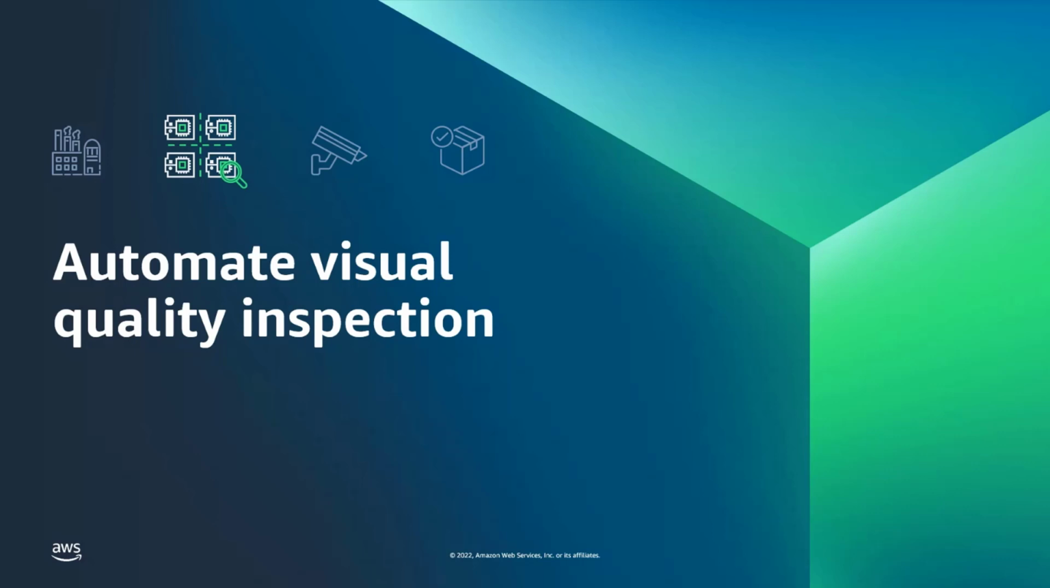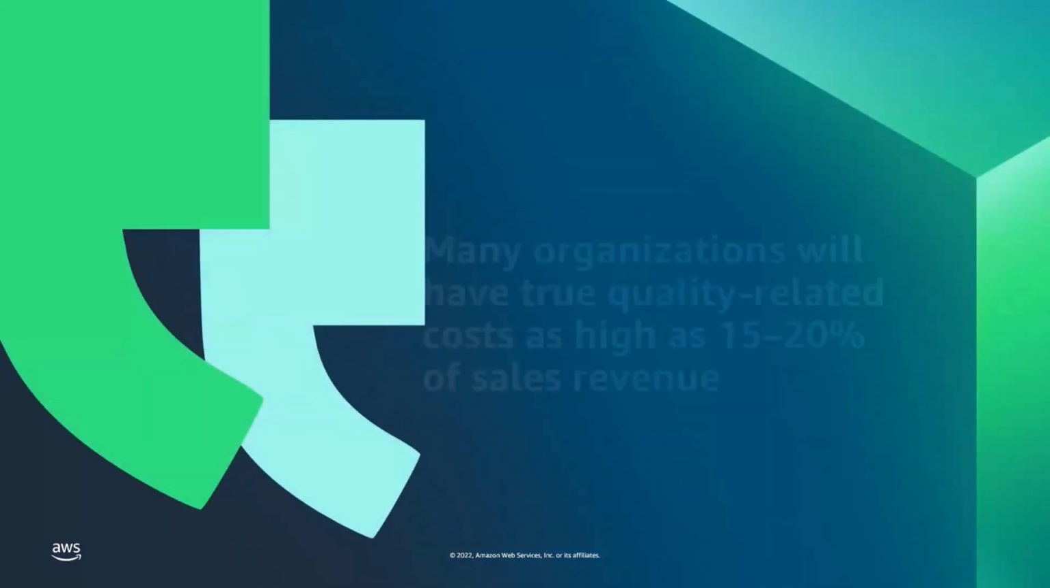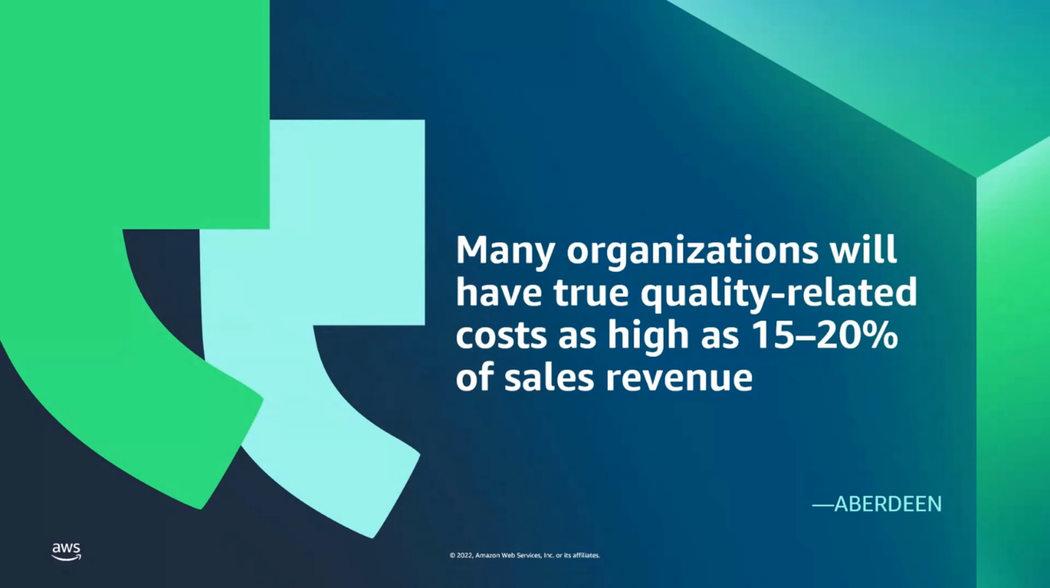Now, moving on to the next use case for machine learning and artificial intelligence for industrial and manufacturing, which is automating visual quality inspection. Now, this has long been an area of interest and innovation for researchers in machine learning and across the technology sphere. And this is because many organizations have true quality-related costs as high as 15 to 20% of sales revenue, according to a study by Aberdeen.